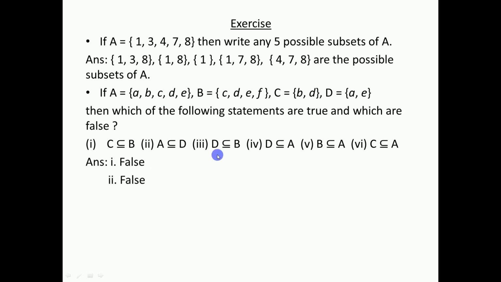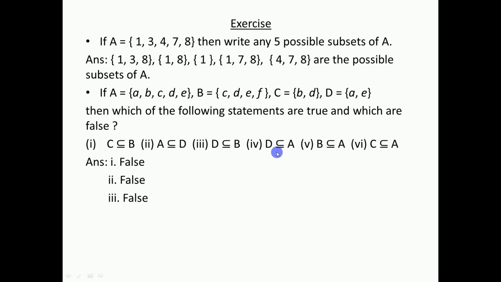Okay, now the third one. The third one says D is a subset of B. That means all the elements of D are present in B. Let us check. D has the elements A and E. Let us check whether these elements are present in B or not. When you check B, there is only one element present, which is E. A is not present in this set, so the third statement also goes false.